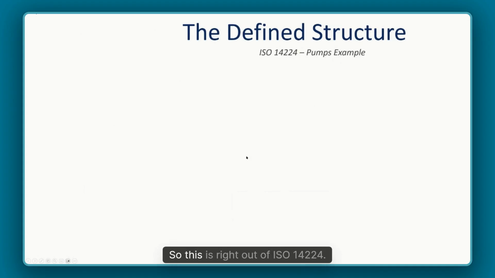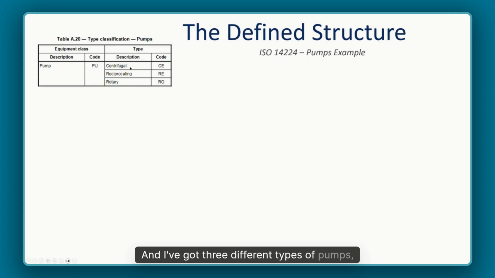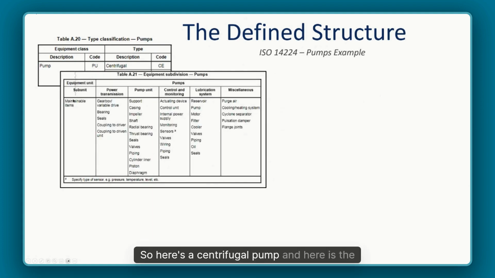So this is right out of ISO 14224. If you're struggling defining failure codes, get a copy of this. It's not expensive. I think an enterprise asset license of it is $300-400. It's not a lot. Go get it. So if you look, it says, hey, this is a pump, and I've got 3 different types of pumps, right? So here's a centrifugal pump, and here are the maintainable items.